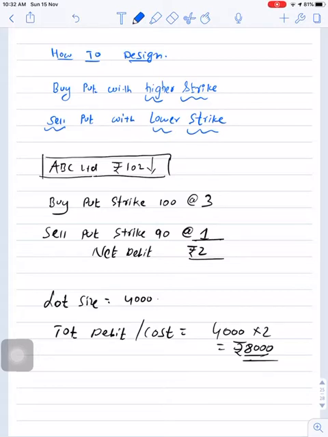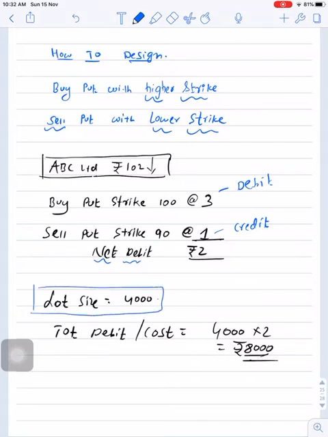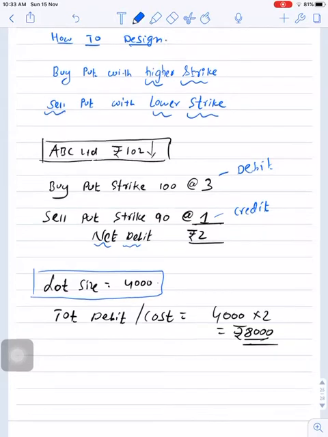Now when you are buying the put option, you need to pay premium. So this 3 rupees will be debited from your account. And when you are selling the put option, you will receive premium. So this 1 rupee will be credited. So 3 debit, 1 credit. On a net basis, you can see your net debit is 2 rupees. Now assuming lot size is 4,000, your total debit, or you can say your total cost to design this strategy, is 8,000. So total cost to create this strategy is the net debit.